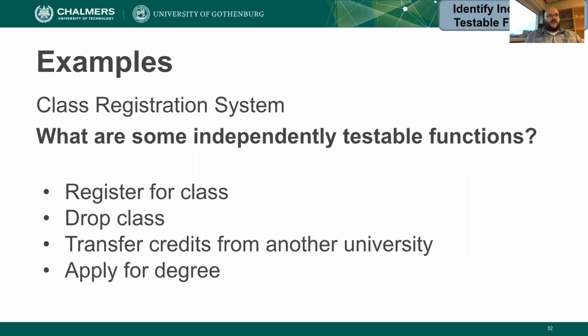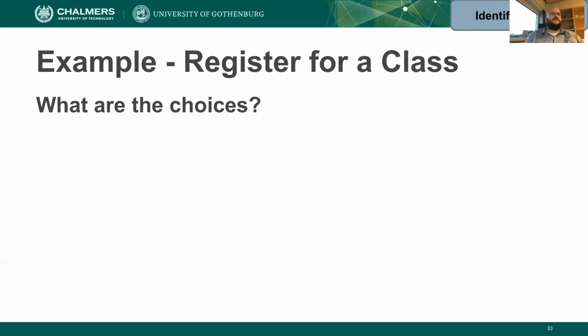So those are different independently testable functions, things that as a user we can access through an interface, and we can make sure that they work by providing different test input. If we choose one of these, registering for a class, what are the choices we make when we're testing?